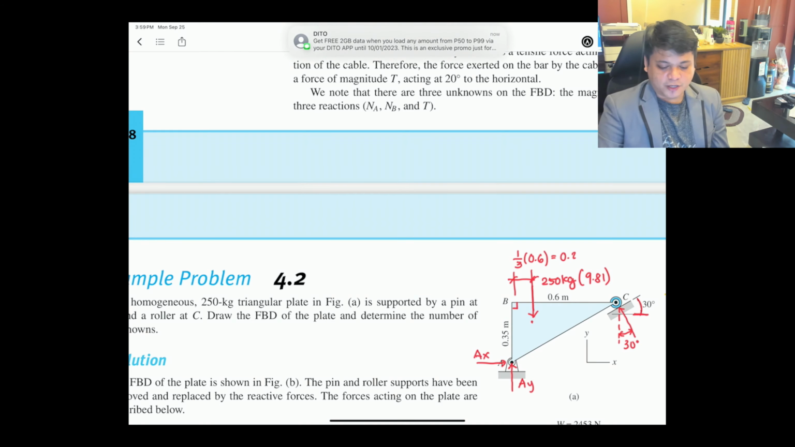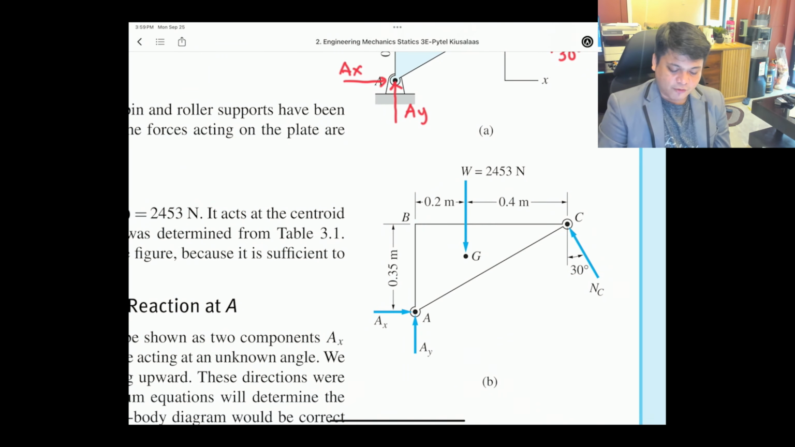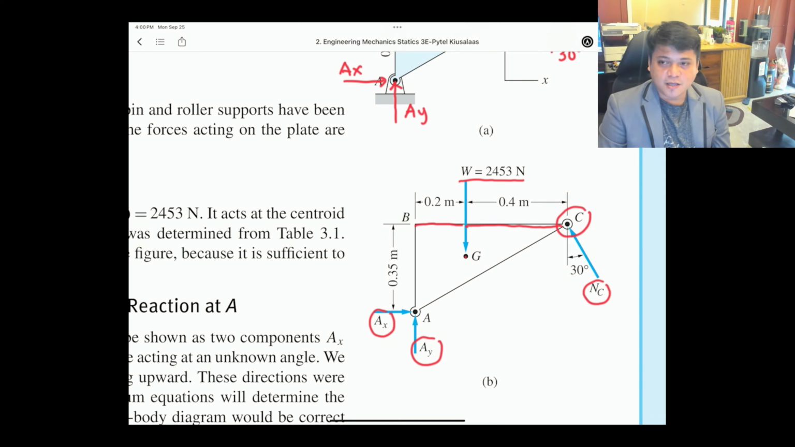So, summing up, ito po yung inyong magiging reactions or free body diagram. So, meron kang weight which is 2,453 Newton. Again, that is located at point G. Point 2 mula dito and then point 4 mula dun sa kabila from point C. And then again, meron kang AX and then AY since it is a pin support. Okay? So, dalawa. Now, yung point C naman po natin, so we can have it normal at point C and that is 30 degrees from the vertical. Okay po? So, that is for our reaction.